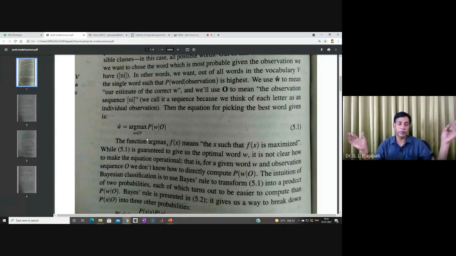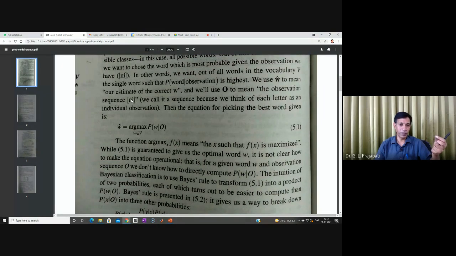Corpus means a set of words. It is like a bank, and this contains all possible words. So in that corpus you have the words, and for every word in the corpus you are supposed to determine the probability of the word. For every word you are going to determine the probability: what is the probability of this word given this observation.